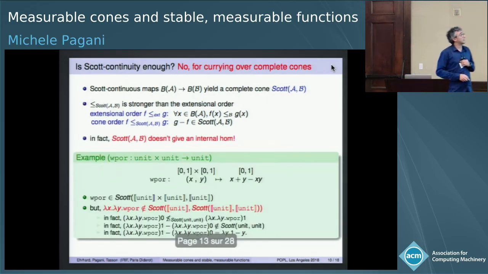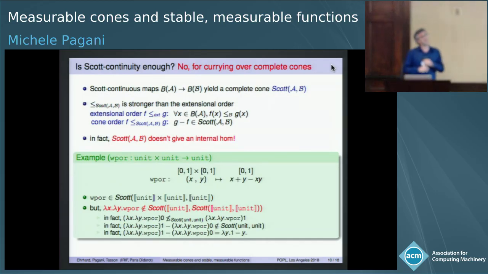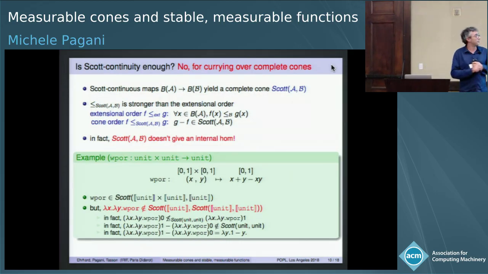And because of that, we have examples of binary functions that are Scott continuous, but for which their currying is not Scott continuous. Let us see the example in more detail. So I take this function here that I call a weak parallel-or. It is a kind of parallel testing, but weak because it is defined on the unit interval and not on the Boolean type.